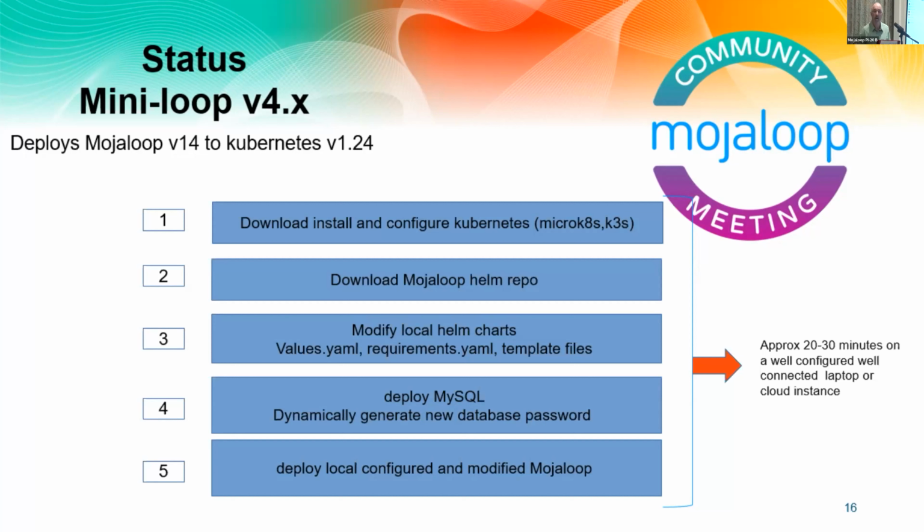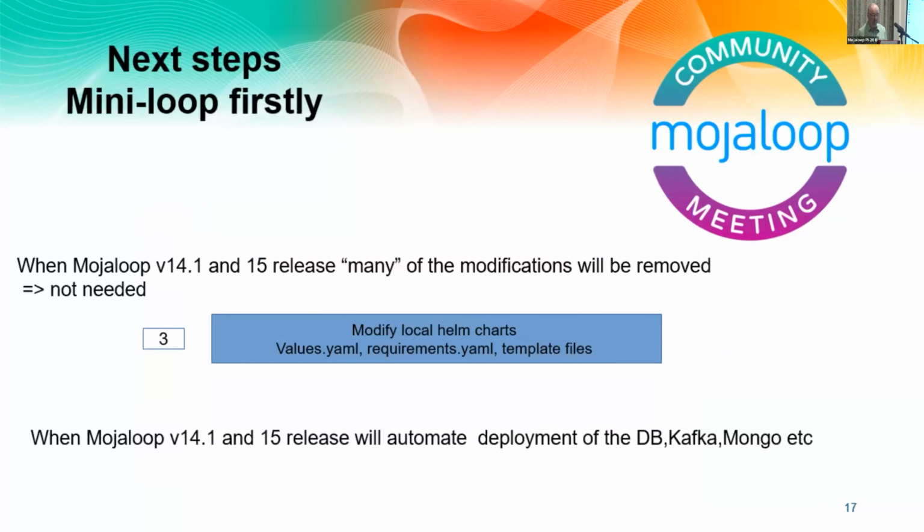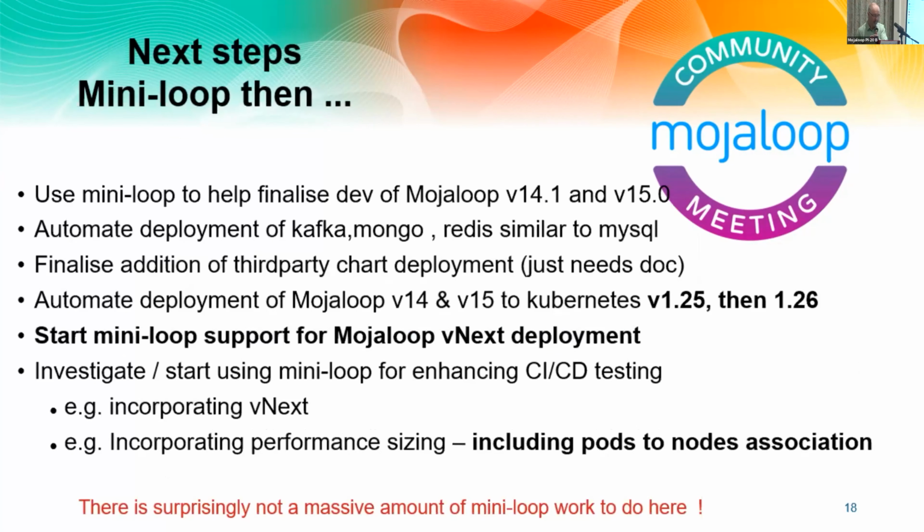It deploys a new MySQL for you, a single instance. It gives you a new password each time, and it deploys locally configured and modified Mojaloop charts. It does all that for you from those 3 command lines. Next steps, a lot of this is coming out because we're putting it in the 14.1 dev release. So a lot of that comes out. It's going to be standard. So Miniloop simplifies very shortly.